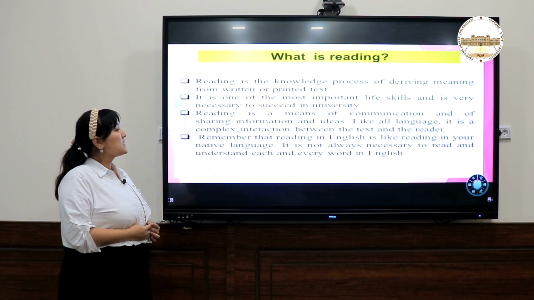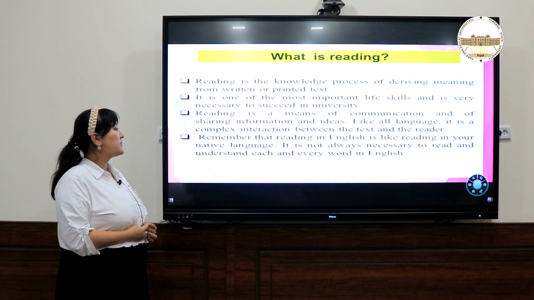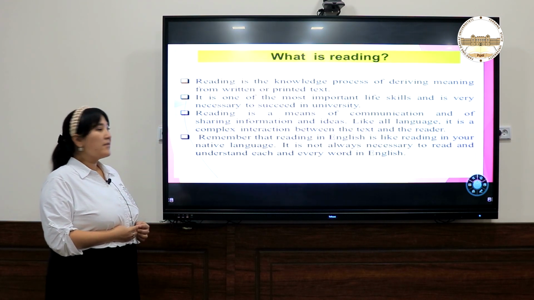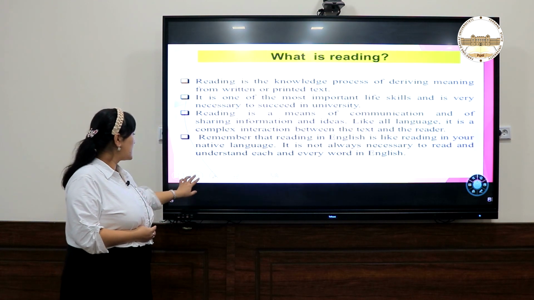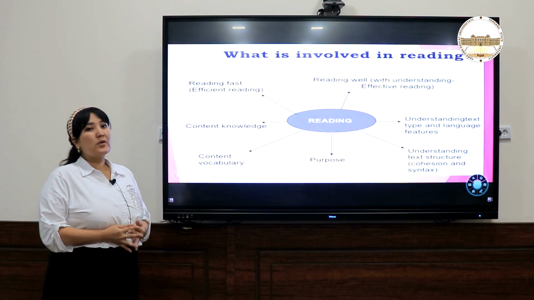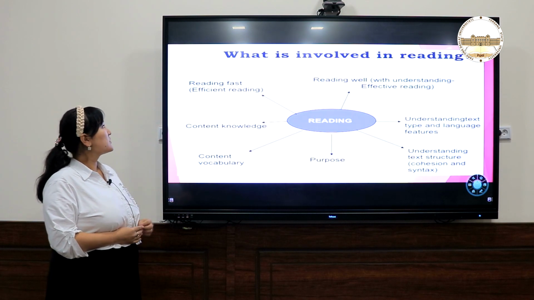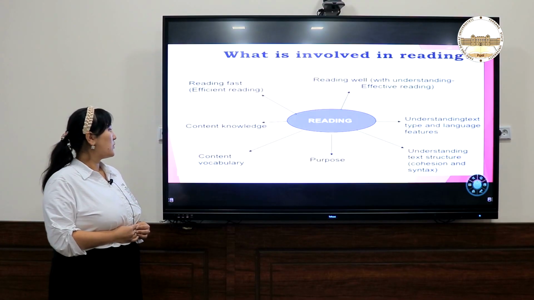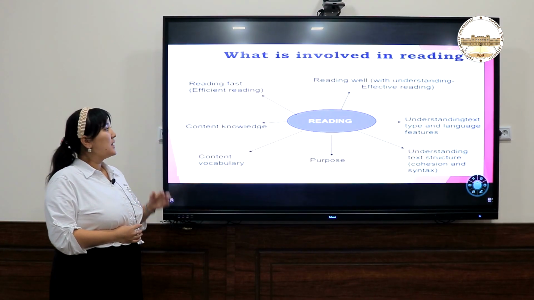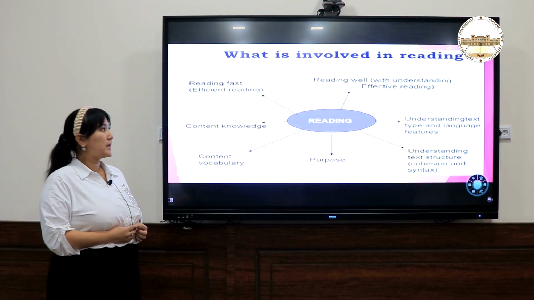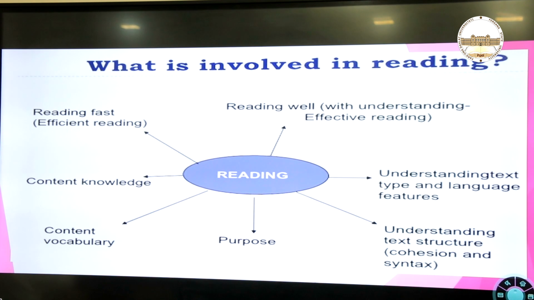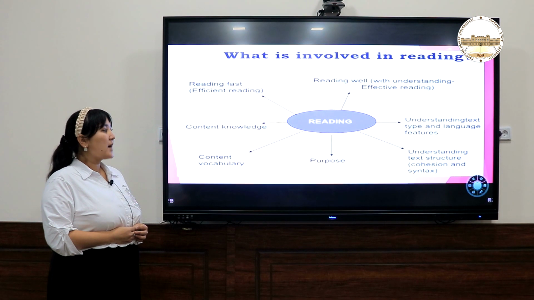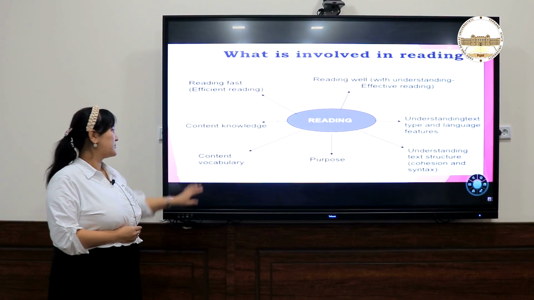We should remember that reading in English is like reading in your native language. It's not always necessary to read and understand each and every word in English. So, reading involves some things. For example, we should read fast. It's called efficient reading. Then, we should have content knowledge, content vocabulary, and reading has readers' and authors' purpose. Reading well with understanding is effective reading, understanding text type and language features, and understanding text structure like cohesion and syntax.